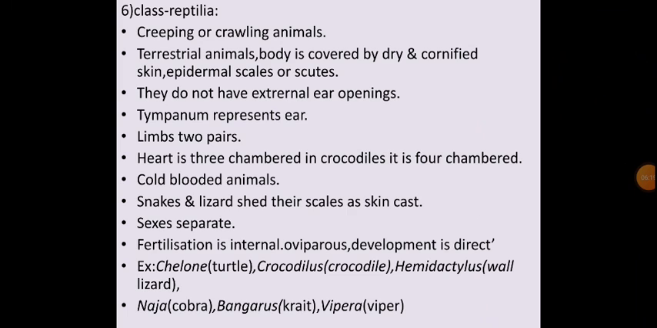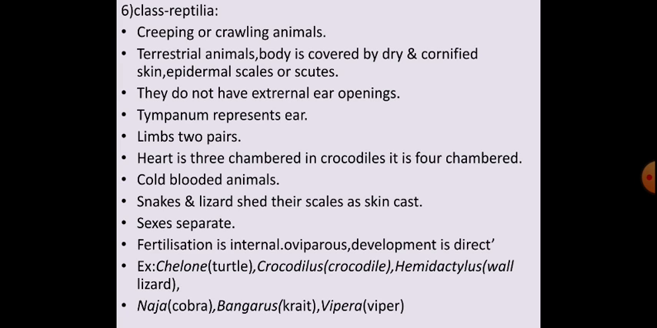Reptilia. Everybody knows class Reptilia usually means snakes. This class refers to creeping or crawling animals. They don't have legs, so they creep. Creep means, you know how snakes move. So they are creeping or crawling animals.